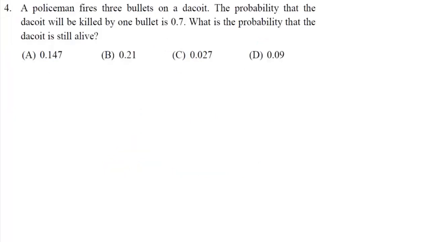Now the fourth question is a policeman fires 3 bullets on a dacoit. The probability that the dacoit will be killed by 1 bullet is 0.7. What is the probability that the dacoit is still alive? The dacoit is still alive if none of the bullets hit him. The probability that the dacoit is still alive will be this P naught whole cube. So it will be 0.3 cube, and that will be 0.027, and that's your option C.